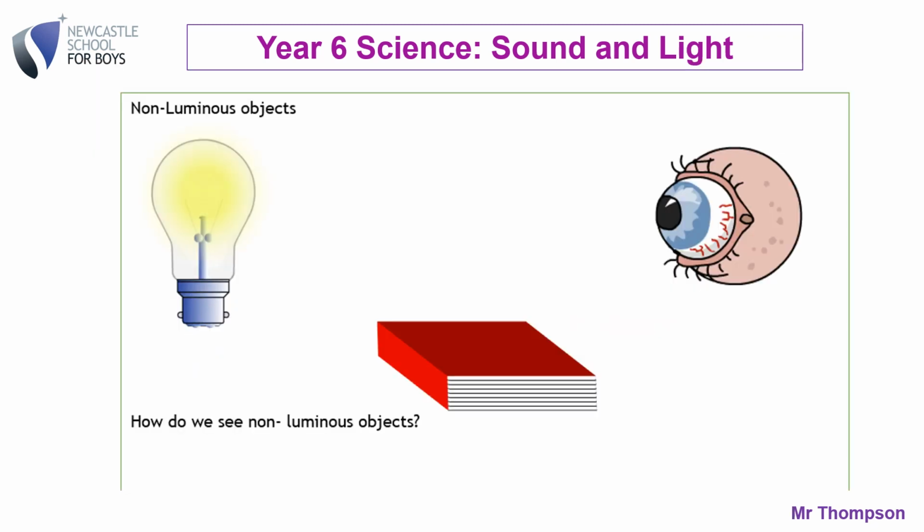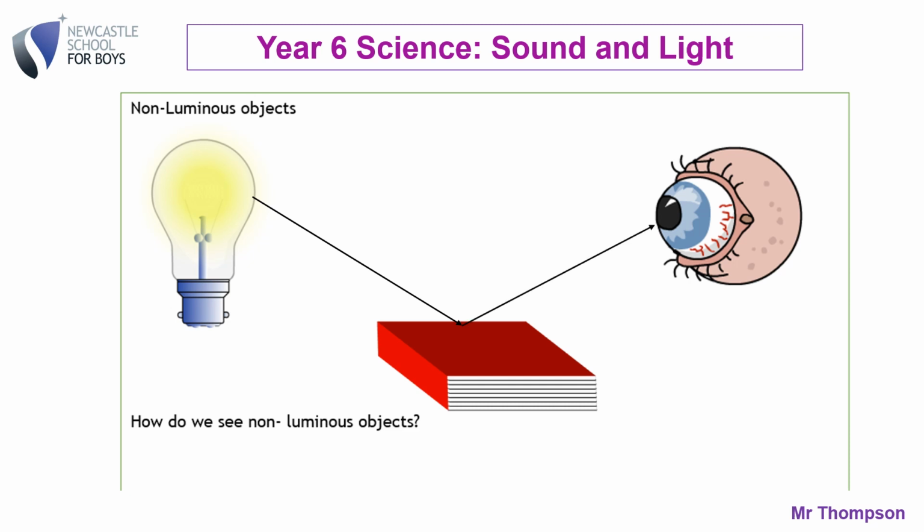On the next page, or the bottom of that page, non-luminous objects: how do you see them? So, for example, this book. You see the book because the light bulb is there. What happens is the light comes from the light bulb to the book and then reflects into our eyes.